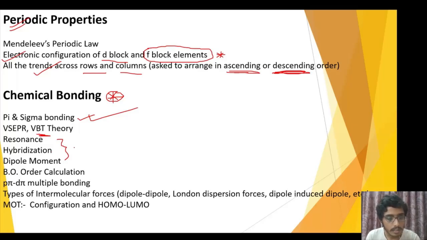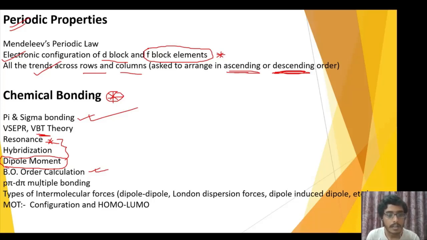All these are very important. Questions have been asked from dipole moment. You should even know how to calculate dipole moment if the data is given. The question of resonance has been asked in previous years. Okay, so bond order calculation is obviously important. This is even crucial for your JEE also.